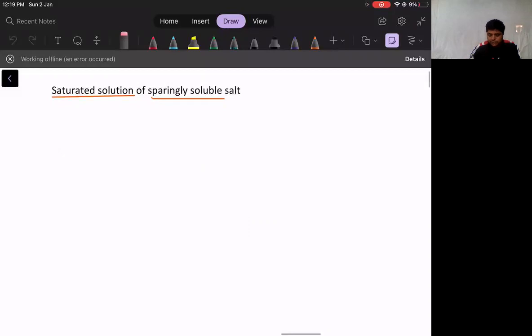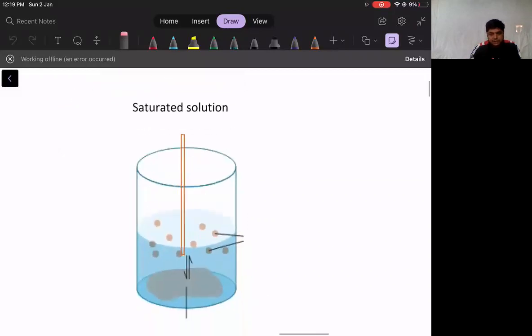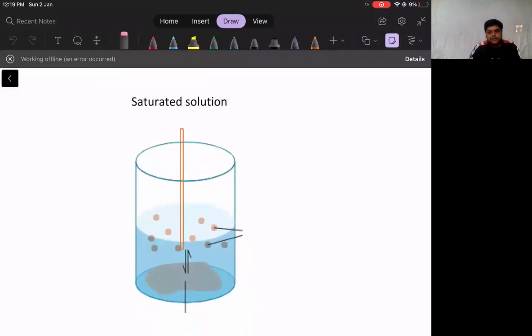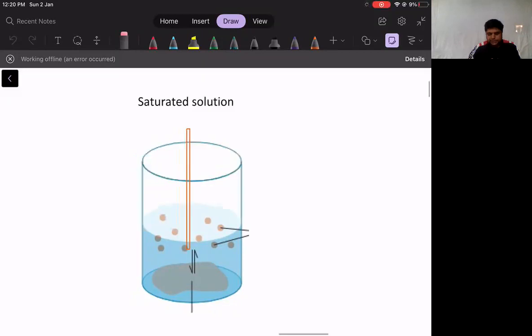To illustrate the saturated solution, I have taken here a glass tumbler and filled with water. To this, I'm adding some salt in small increments and stirring the solution using a glass rod so as to fasten the process of dissolution. As I keep on adding more and more salt to this solution, a stage will come when no more salt can be dissolved into the solution. The solution is then said to be saturated with respect to the solute. So this is what the saturation stage is.